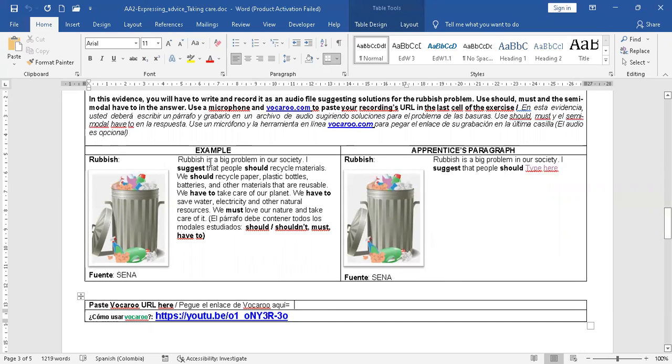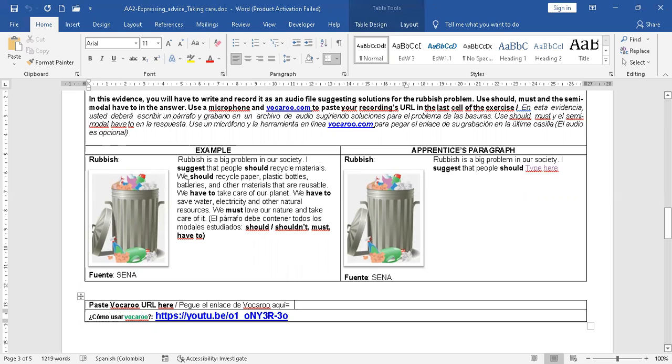Here we have an example. Rubbish is a big problem in our society. I suggest that people should recycle materials. We should recycle paper, plastic bottles, batteries, and other materials that are reusable. We have to take care of our planet. We have to save water, electricity, and other natural resources. We must love our nature and take care of it.